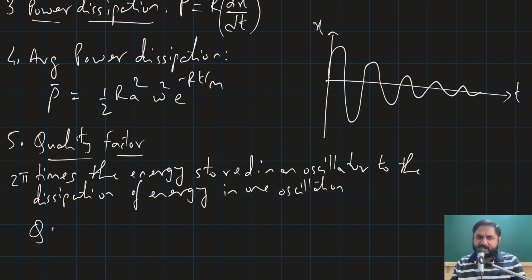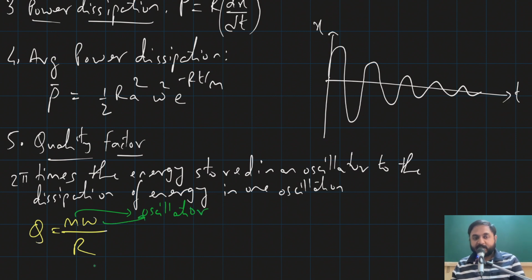So basically the formula is simply, again I'm skipping the derivation, I'm just giving you the relation, that is m omega upon R. Quality factor is given by m omega upon R. This is the quality factor formula. Now, what is this telling you? If you notice carefully, m is the mass of the oscillator. That depends on the oscillator. Omega is the angular frequency of the oscillator, and R is the coefficient of damping of a particular medium.